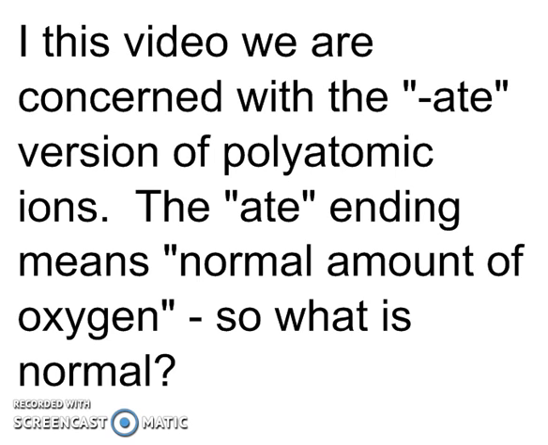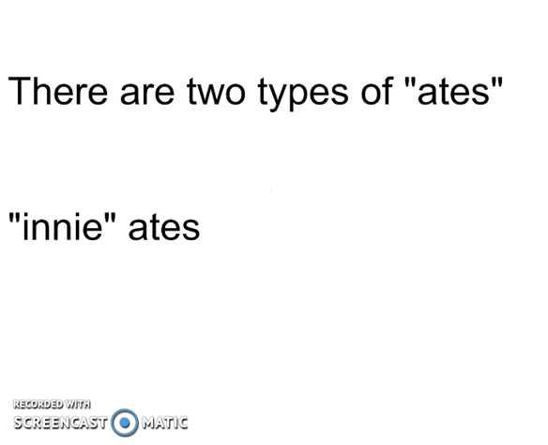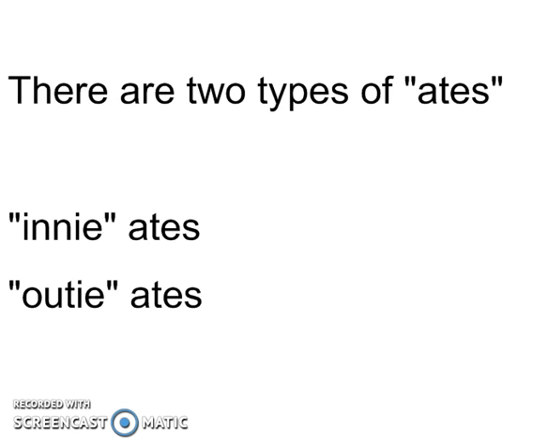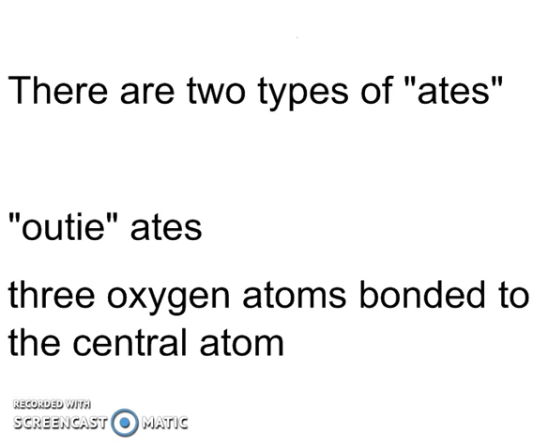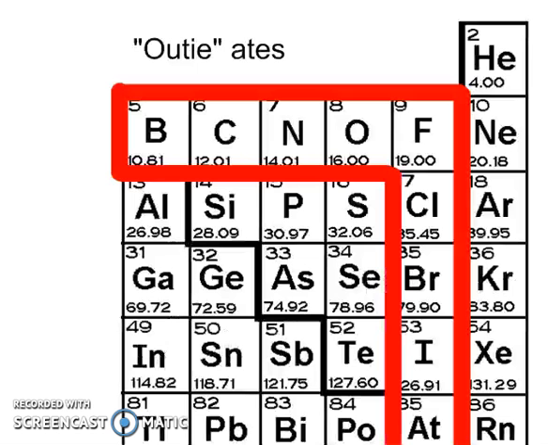So what is normal? There are two types of ATEs. There are innie ATEs and there are outie ATEs. The innie ATEs all have 4 oxygen atoms bonded to the central atom. The outie ATEs all have 3 oxygen atoms bonded to the central atom. So how do we know what an outie ATE is or what an innie ATE is? We're going to use the periodic table to help us figure it out.